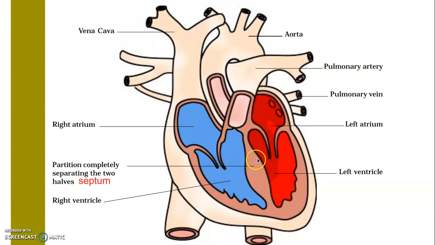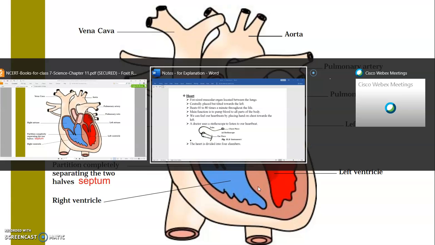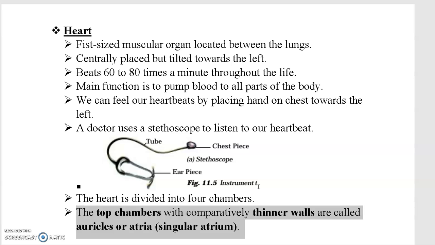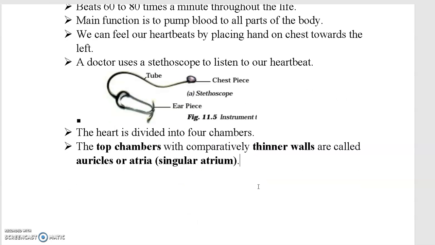All right, so there is this layer or partition which separates the two halves of our heart, and that is septum. So what we have seen? We have seen that heart is divided into 4 chambers. The top chambers with comparatively thinner walls are called auricles or atria, and singular is atrium, that is right atrium and left atrium. Now let's understand why they have thin walls.